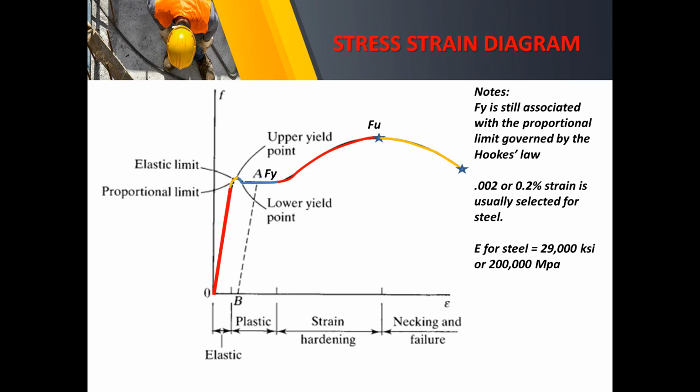We also have here 0.002 or 0.2% strain, which is usually selected for steel, or this is what we call the 0.2% offset method. And we note that whatever the shape of your steel, as long as it is made up of steel, the modulus of elasticity for steel is equal to 29,000 ksi, or kips per square inch, which is equivalent to approximately 200,000 megapascals.